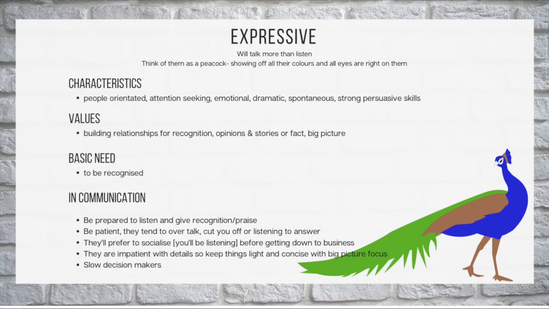They will prefer to socialize before getting down to business. Something that's really important is that they really don't like details and can get really impatient and frustrated. So keep things light and concise and really focus on that big picture for them. Expressives do have the potential to be a one-pill kind of person because they are quite focused on the big picture. And important to note, they are quite slow decision makers at times as well. So some patient examples, I would say George, Georgia, Lisa James, and I'd also say Paul.